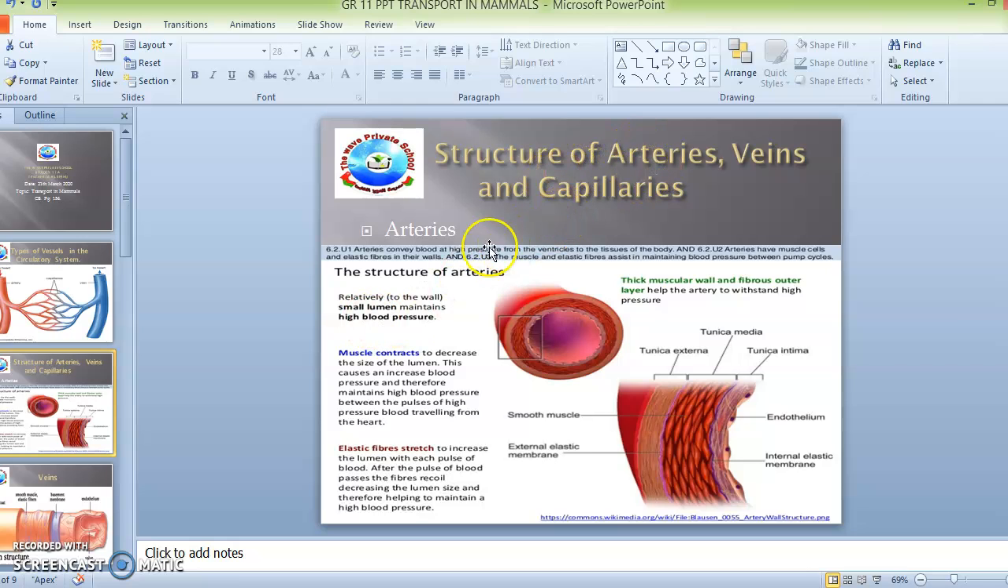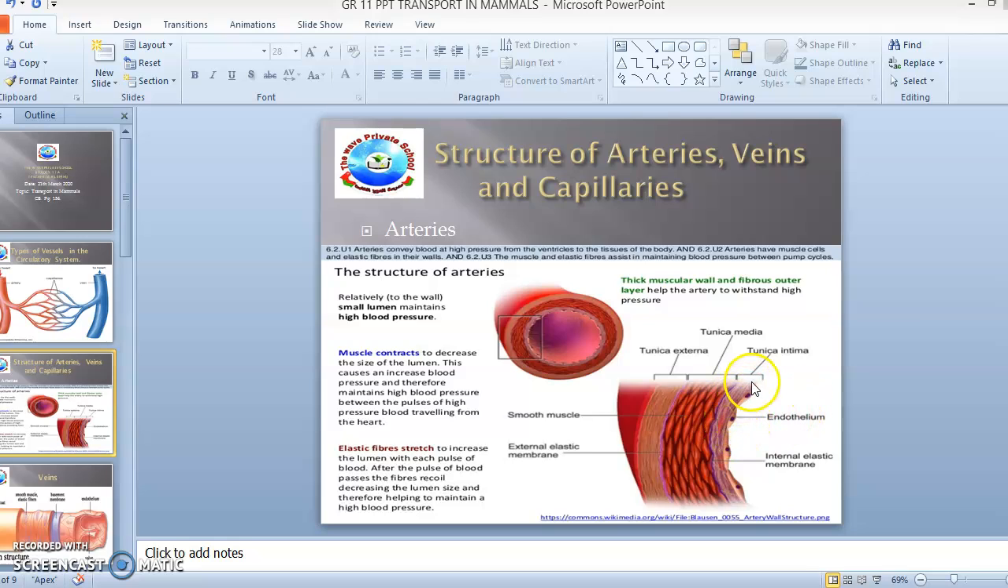Structure of arteries. First, the blood vessel we are taking, arteries. Here you can see the structure. It's a ring-like structure. It is the transverse section of the blood vessel artery. By taking the section of the artery, you can see all the parts visibly. Here you can see smooth muscle, external elastic membrane. This is the external elastic membrane. This is the smooth muscle. And here you can see internal elastic membrane. Lastly, you can see endothelium.